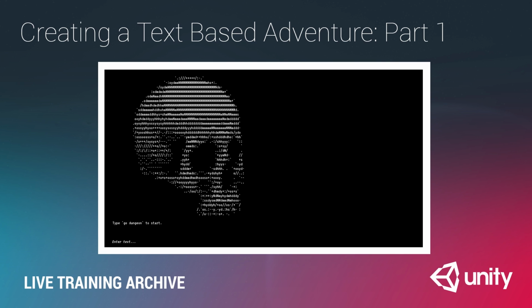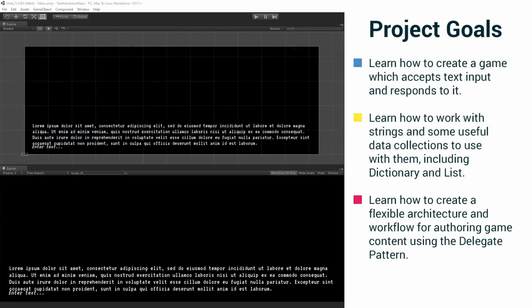This is part one of two, and we have a list of goals for the whole project, which is going to be the two sessions. We're going to learn how to create a game which accepts text input and responds to it. We're going to learn how to work with strings and some useful data collections to use with them, including dictionaries and lists. And we're going to look at how to create a flexible architecture and workflow for authoring game content in this game, but also that I think is useful for other types of games as well. Not only skills for text adventures here.